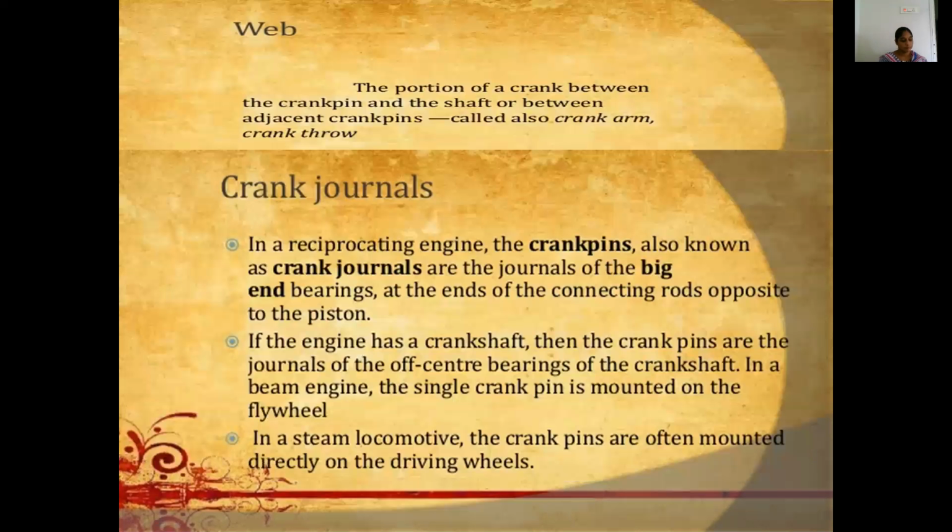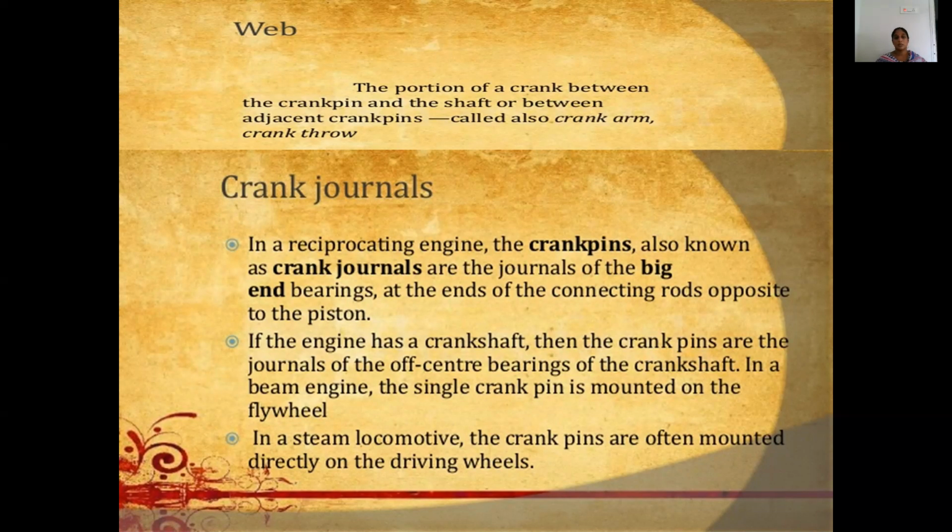Okay, next, this is the web part. What is meant by web? Already we had discussed it in the journal bearings also. What is meant by web? The web is the portion of a crank between the crank pin and the shaft, or between adjacent crank pins, called the crank arm or crank throat. Web is the main part of the shaft where the support system of the shaft is, and it depends upon the crank and crank pin.